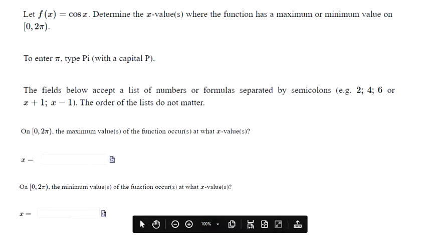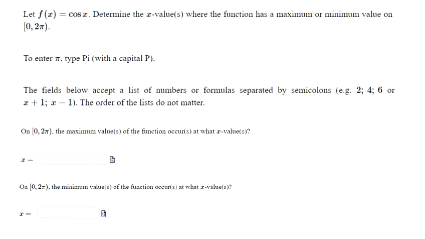Let f of x equal cosine of x. Determine the x values at which the function has a maximum or a minimum value. You'll want to check out the other videos on how to graph these functions in case you don't have exactly cosine of x. But if you were to go into graphing software, you could see that f of x equals cosine of x has this type of graph.